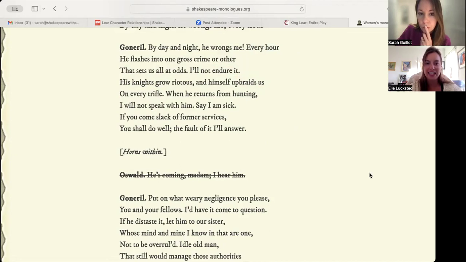By day and night he wrongs me. Every hour he flashes into one gross crime or other that sets us all at odds. I'll not endure it. His nights grow riotous, and himself upbraids us on every trifle. When he returns from hunting, I will not speak with him. Say I am sick. If you come slack of former services, you shall do well. The fault of it, I'll answer.